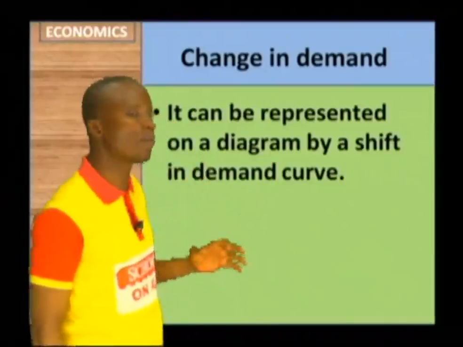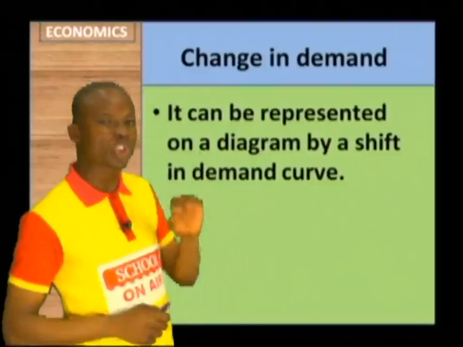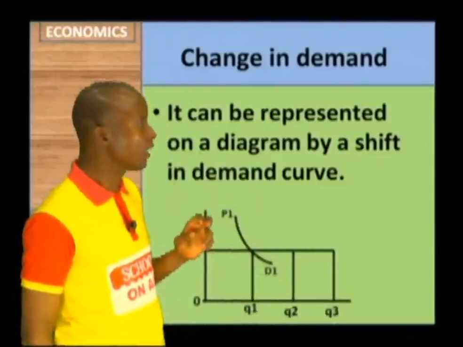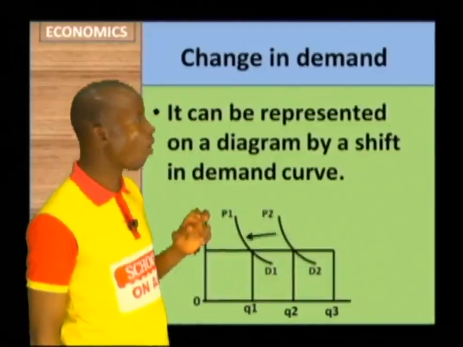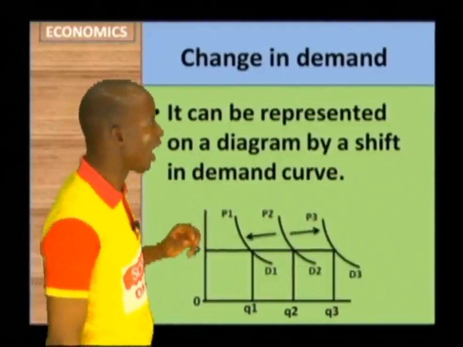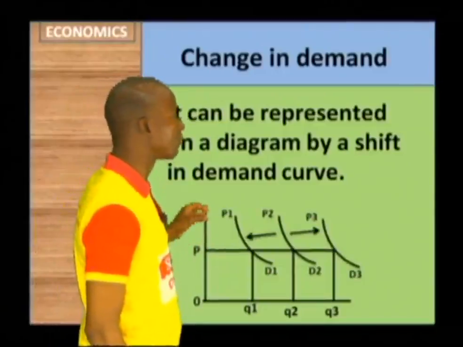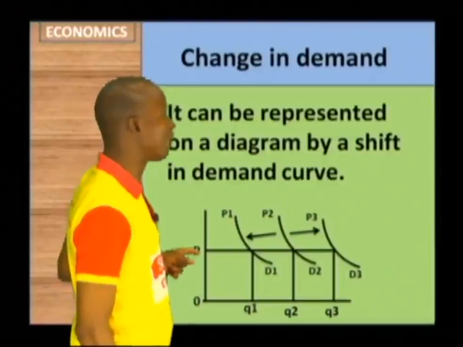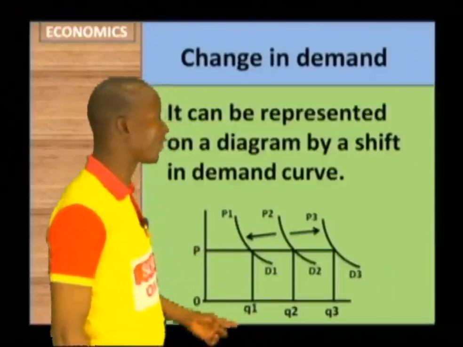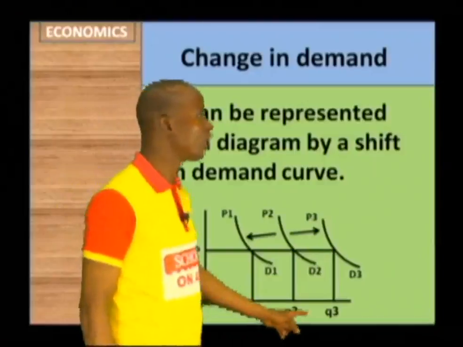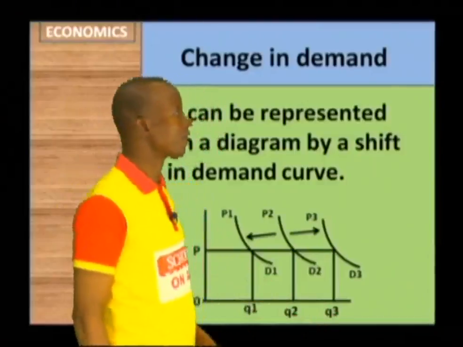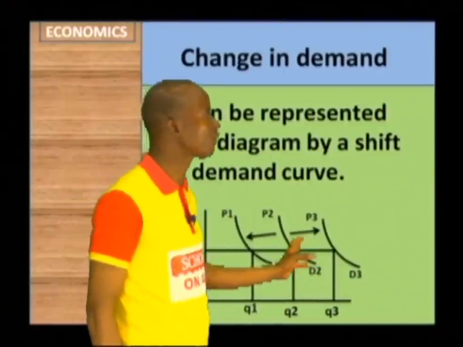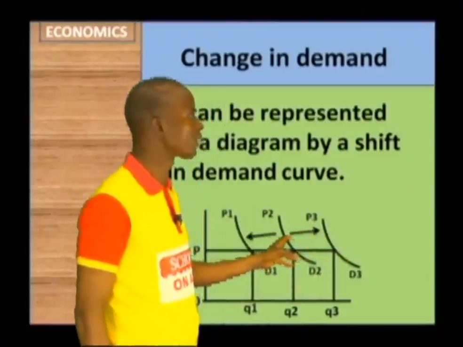And change in demand can be represented on a diagram by a shift of the demand curve. When we talk about the shift of the demand curve, the shift could be to the right or to the left, just like we have in this diagram. This is the price of the commodity. The price is not changing. And if you look at the price, we have three levels of quantity: Q1, Q2, and Q3. Now, if we're assuming that this is the initial demand curve, there could be a shift to the right, there could be a shift to the left.